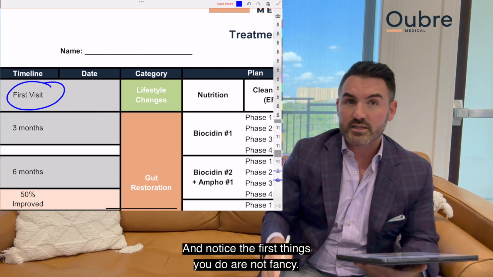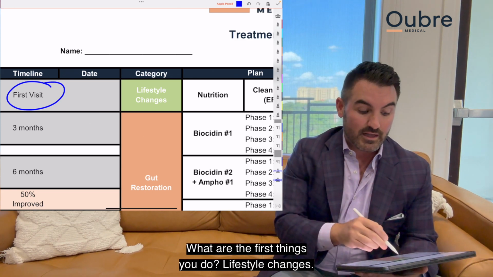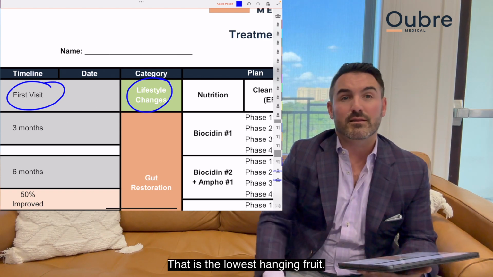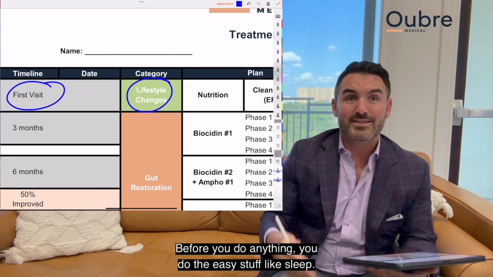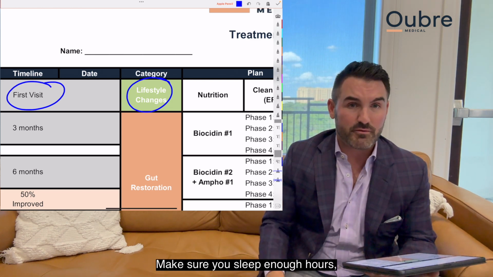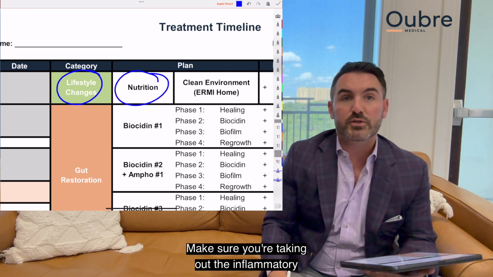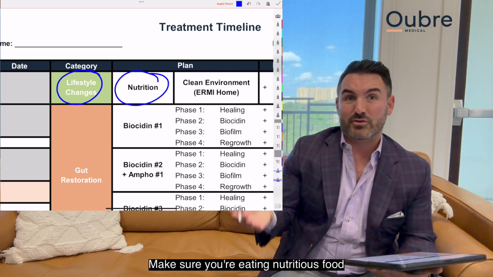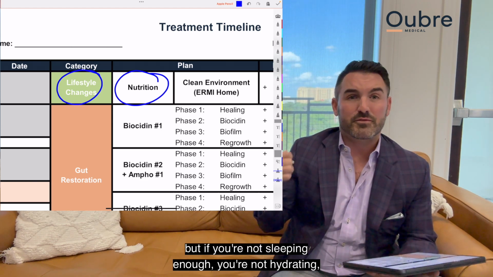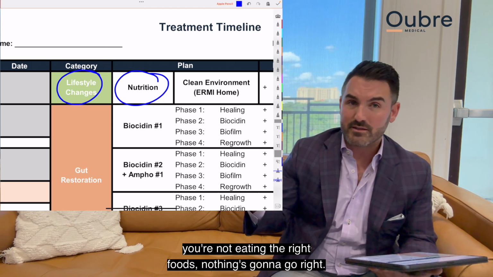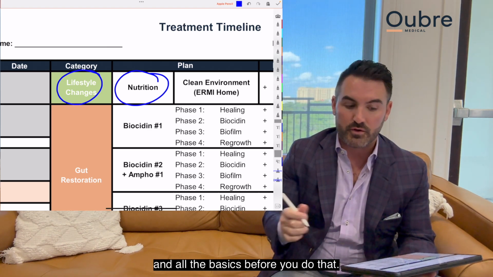And notice the first things you do are not fancy functional medicine supplements and things. What are the first things you do? Lifestyle changes. That is the lowest hanging fruit. Before you do anything, you do the easy stuff like sleep. Make sure you sleep enough hours. Make sure you drink enough water. Make sure you're taking the inflammatory foods out of your nutrition. Make sure you're eating nutritious food, because you can do all kinds of fancy functional medicine stuff, but if you're not sleeping enough, not hydrating, not eating the right foods, nothing's going to go right. You've got to fix the foods and all the basics before you do that.